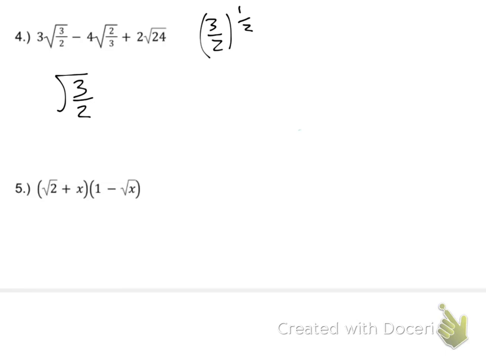Yes. And if I had a power on a fraction, I could take the power and bring it to the top and to the bottom. So therefore it'd be 3 to the 1/2, 2 to the 1/2, right? You guys agree with that? Yeah. Which essentially is each one of them has its own square root.